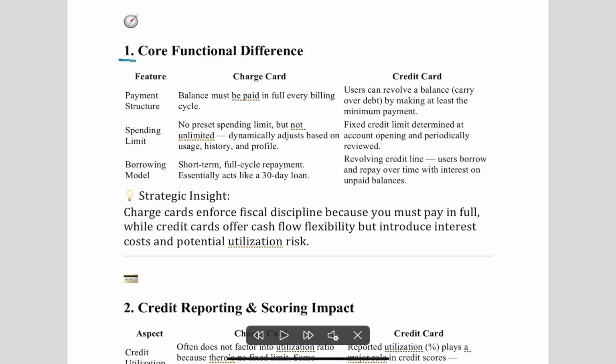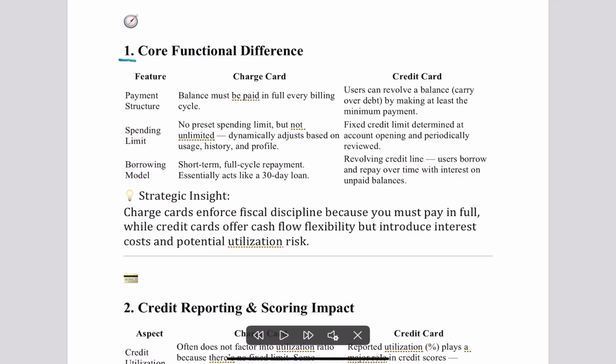Okay, I'm just going to chime in right quick. So when it comes to making the payment, you pay your full balance on a charge card, and you can leave a balance on a credit card. That's like the main difference. You cannot leave a balance on a charge card. You can leave a balance on a credit card, but you will be penalized with interest.